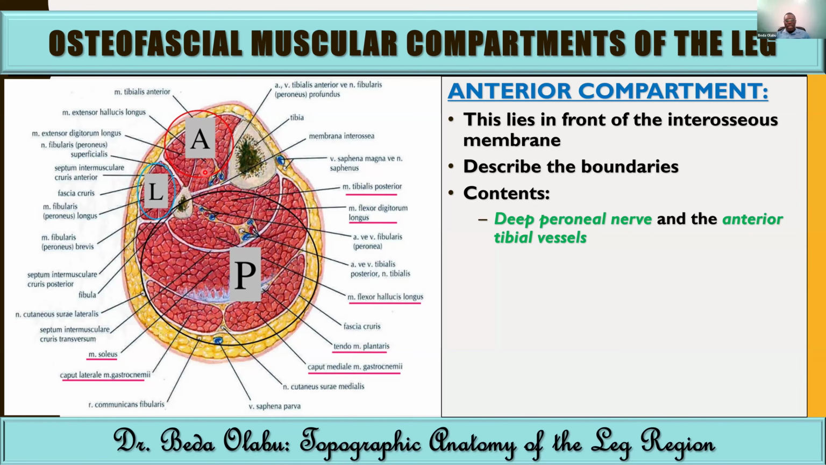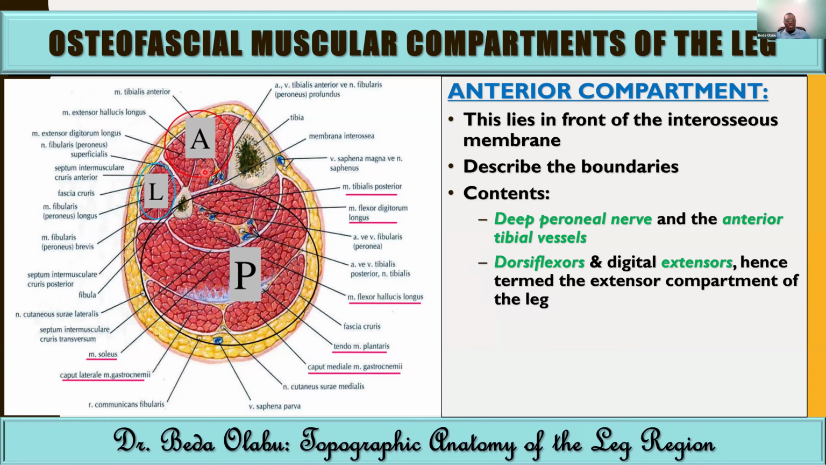Great. The other contents of the anterior leg compartment are basically the muscles. We call them the dorsiflexors because they cause dorsiflexion at the ankle joint. Some of them extend all the way to the toes to cause digital extension. And because of this action, therefore, the anterior leg compartment is termed the extensor compartment of the leg.